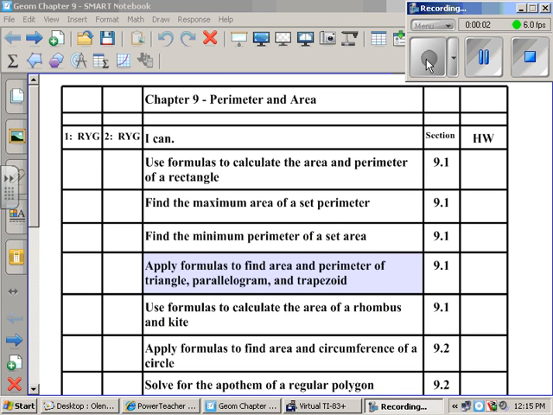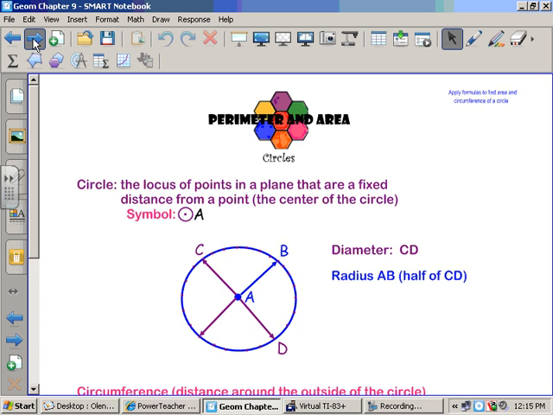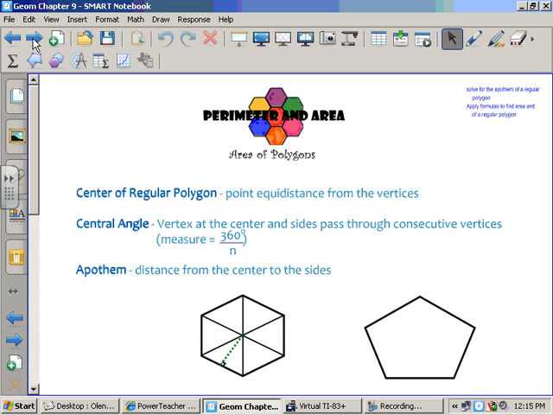Finished up chapter 9. We've done some of the topics in chapter 9, but we've got to go back and pick up a few extra. So what we're going to do today is non-quadrilateral, non-triangle polygons, like pentagons, hexagons, octagons, all those other things. How do I find the area of those? Okay, so there's some vocabulary you need to know.